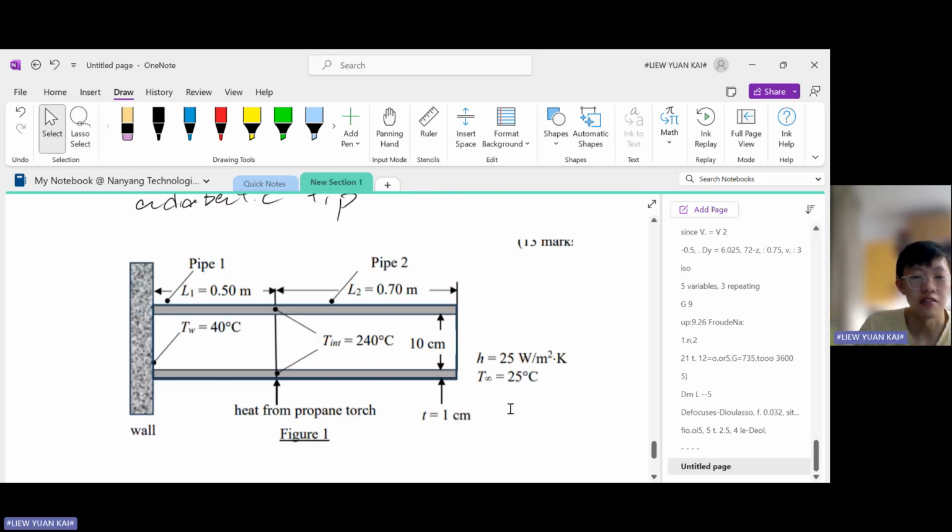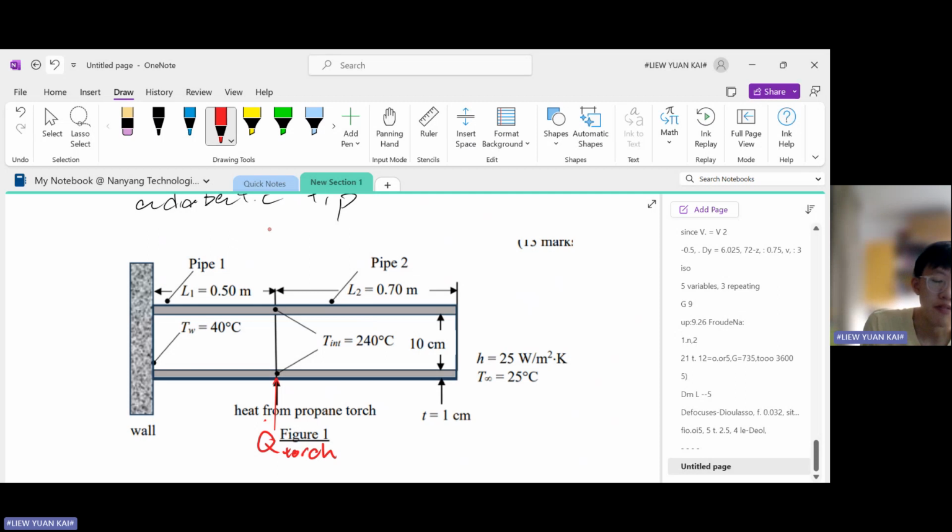Okay, so I forgot to explain what the question is asking for. The question is asking for the heat going through here. So let's call the heat flowing into here Q torch, the heat transfer rate due to the torch.